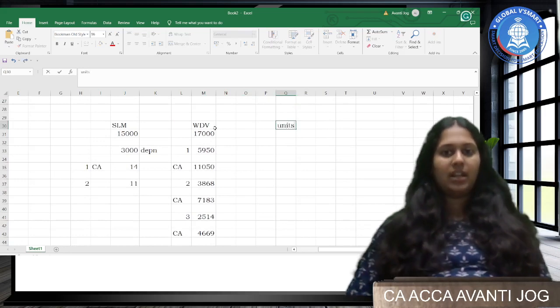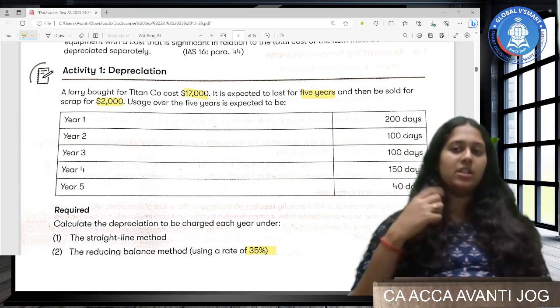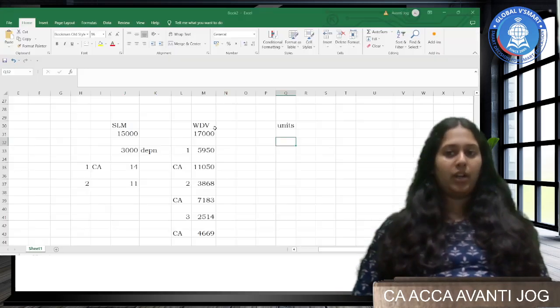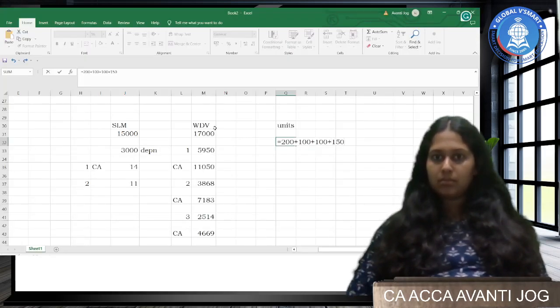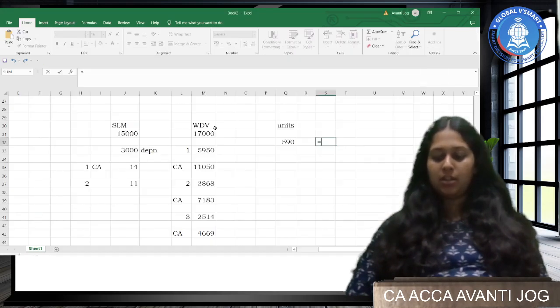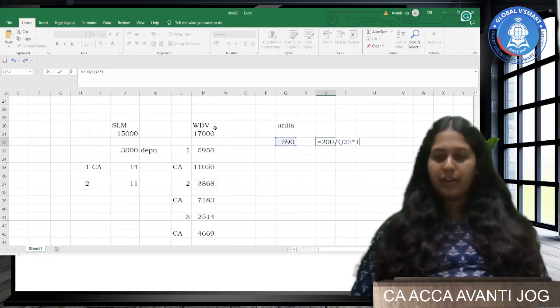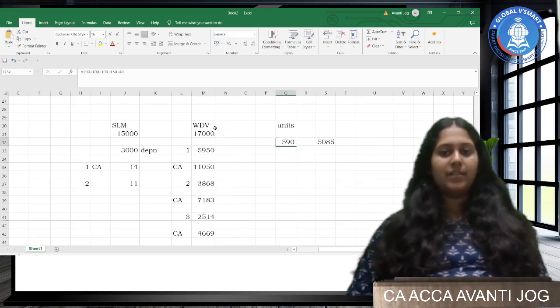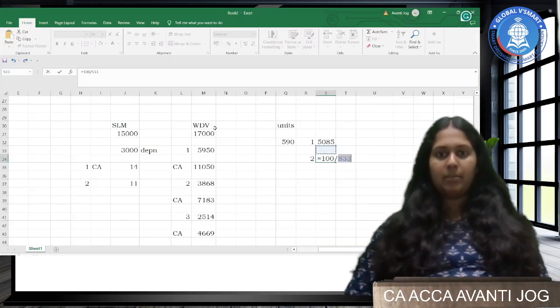Now, last is based on the number of units. Okay. So, number of units, each year they have taken the number of days. Sorry, not units. So, 200, 100, 100, 150, 40. So, total is 590. Okay, so year one I will do depreciation 200 divided by total of 590 into 15,000 again. Okay, that is 5085. This is year one. Year two, it's 100 days, total remains the same into 15,000.